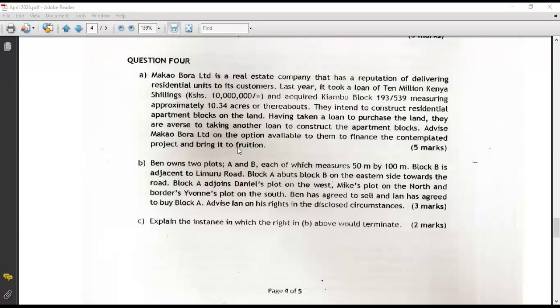Yesterday, I dealt with question 1, 2, and 3, and they were participants. But today, they have delayed to join. But they may join me in due course. So, conveyancing is one of the difficult subjects.